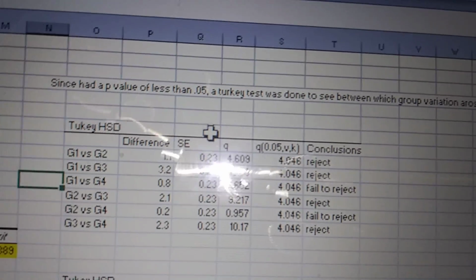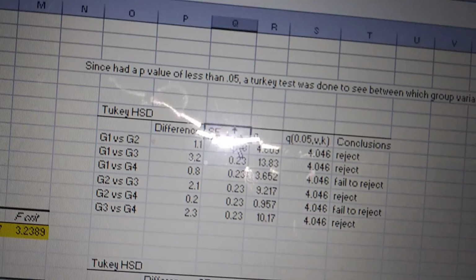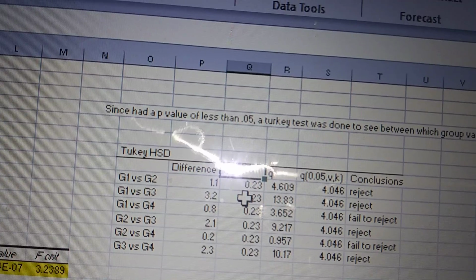Now, when we go over to the SE, which is the standard error, you see it's the same for each one of them.